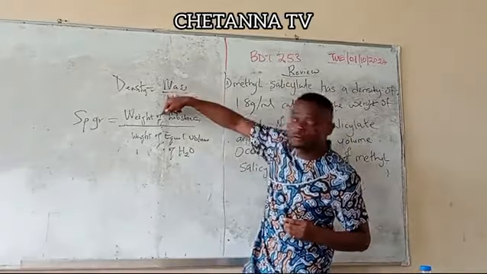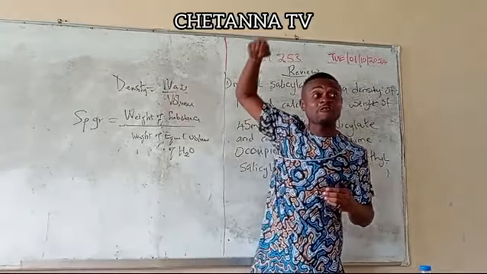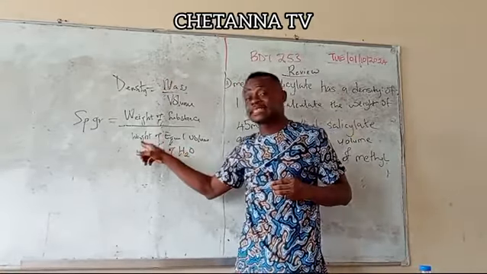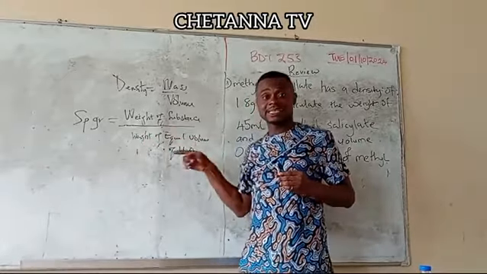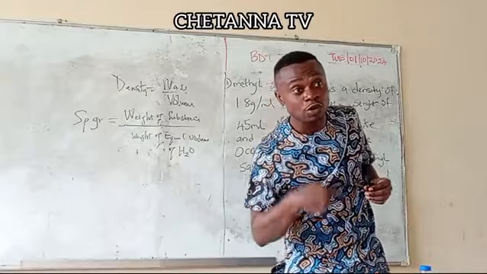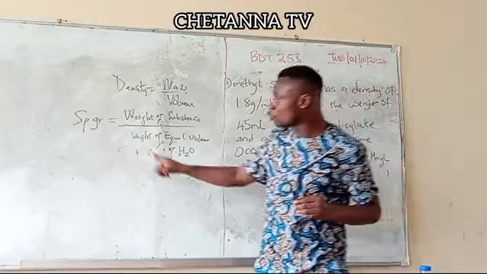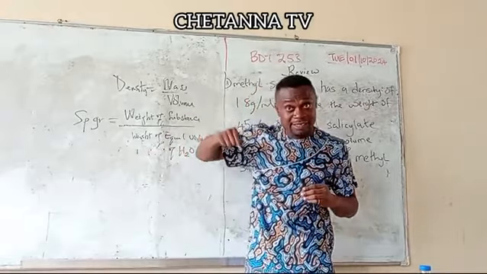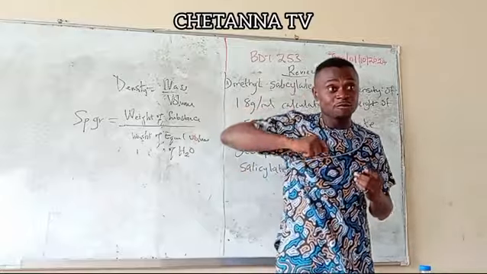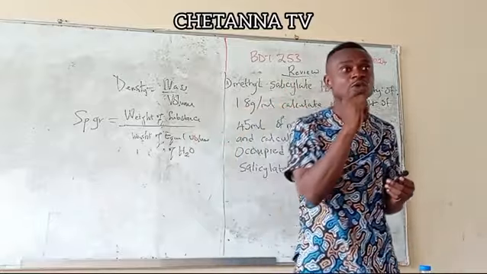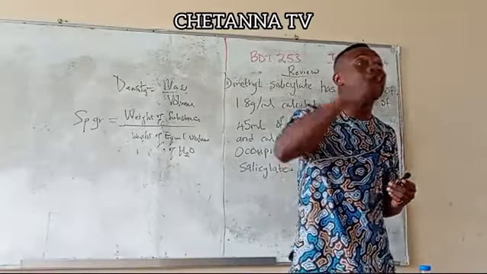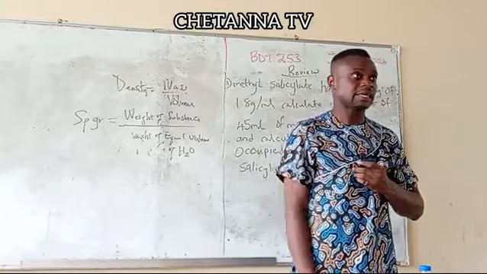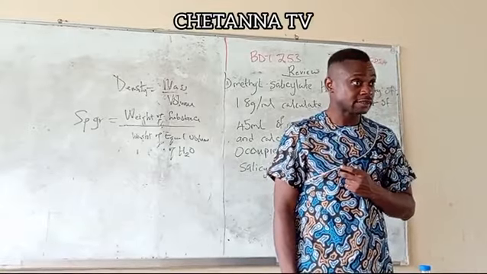Now, if you want to calculate the specific gravity of a substance, you divide the weight of that substance over the weight of water that has the same volume. That's the meaning of weight of equal volume of water. You are comparing their weights. Am I communicating?